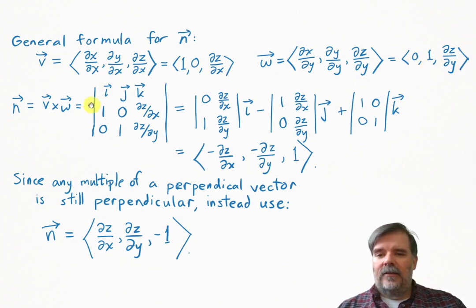Now let's calculate the general cross product using these two vectors, with the as of yet uncalculated partial derivatives. Just as before, we're going to set up a series of 2 by 2 matrix determinants, the same process as before, and when we calculate the coefficients of i, j, and k, we find we have the numbers negative dz dx, negative dz dy, and 1.